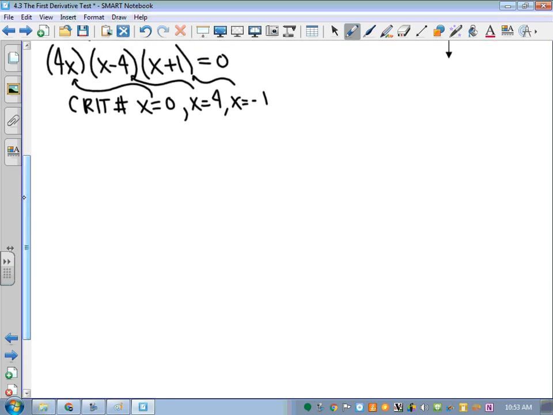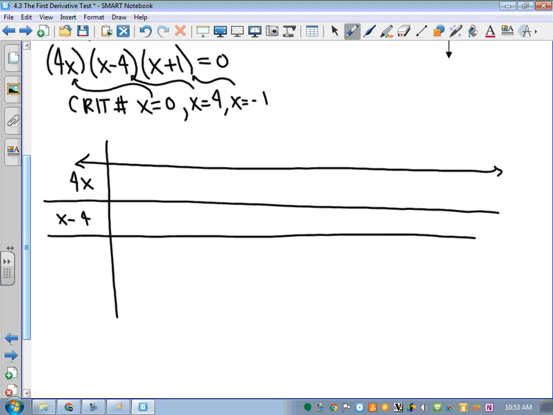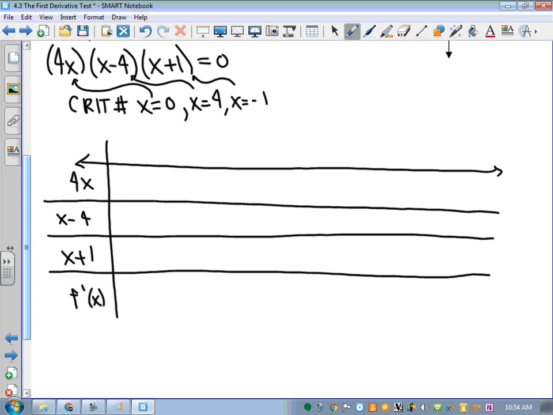I'm going to use the same technique I've been using for the last couple lessons here. I'm going to write the factors as rows: 4x, x minus 4, and then x plus 1. And similar to that first example I did, we are going to look at the sign of f prime of x and then the shape of f of x. That'll help us determine the local maxes and mins and so on.